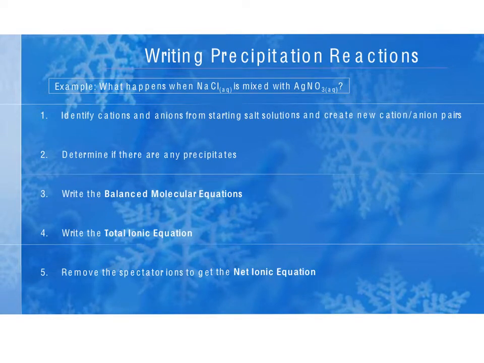In this video, I'm going to demonstrate how to write precipitation reactions, and the example I'm going to use is when a solution of aqueous sodium chloride is mixed with a solution of aqueous silver nitrate.